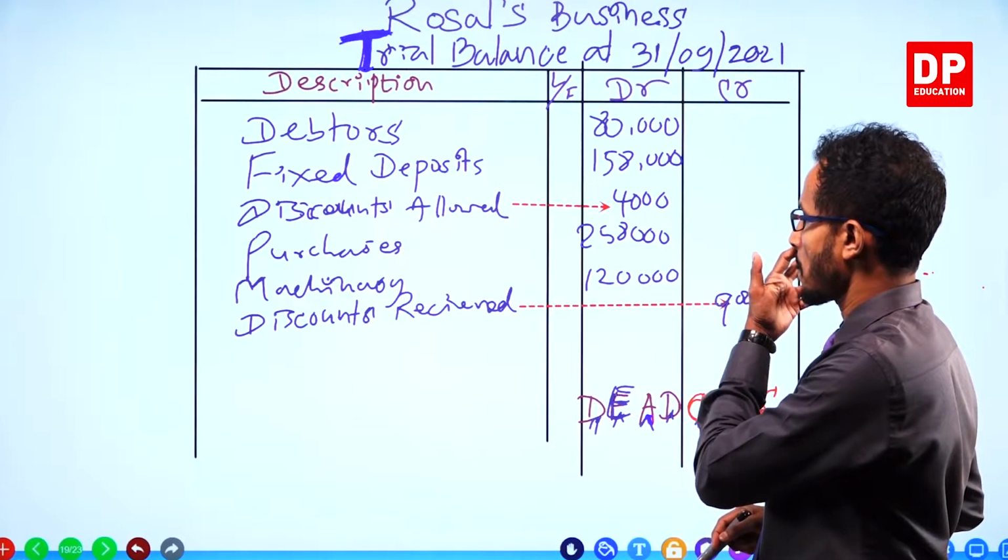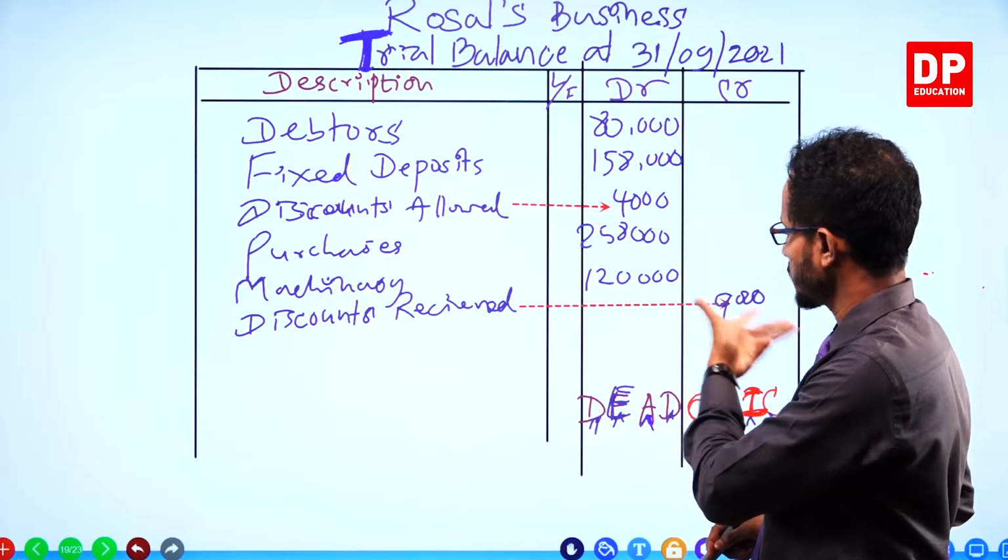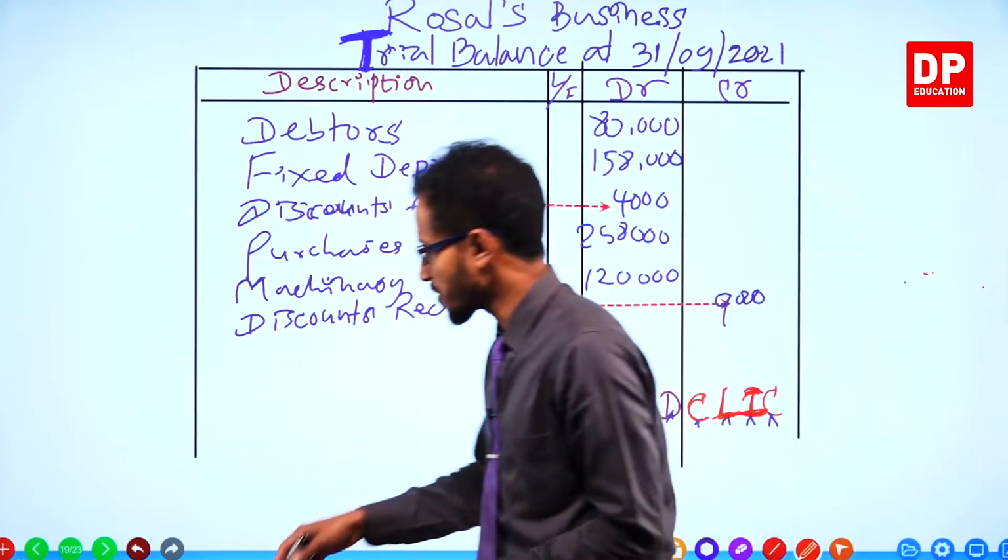Well, we got one item into the credit side. Finally, one item in the credit side.